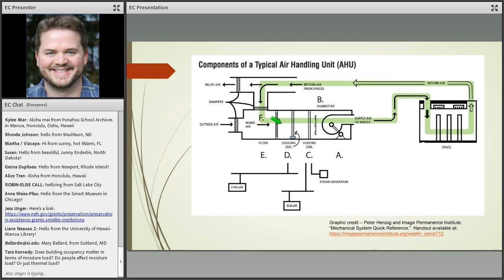Mixed air comes in, goes through a series of filters. For dehumidification purposes, in most applications, we're going to have a cooling coil first, followed by a heating coil. We'll talk about subcool and reheat just in a minute. Most of the time after the coils within the system, we'll have a humidifier.